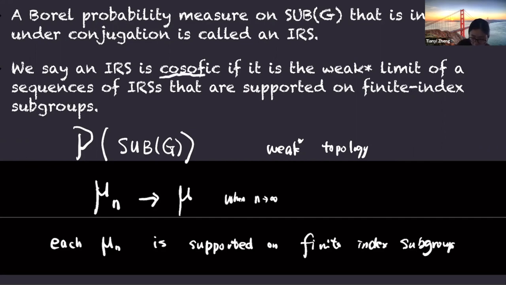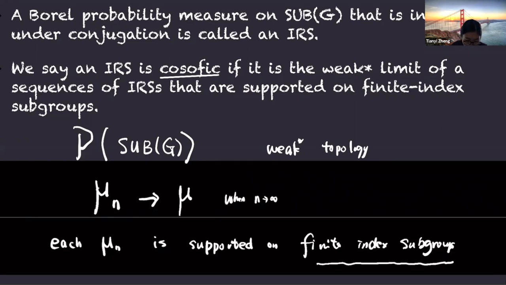The goal for proving this kind of statement is that you take an arbitrary IRS. As we learned last week, it is sufficient to consider ergodic IRSs. Given such an IRS, you want to find a sequence of IRSs supported on finite index subgroups of the group, such that you observe convergence in the weak-star topology when n goes to infinity. Okay, so these are the definitions. Are we okay with all the definitions?